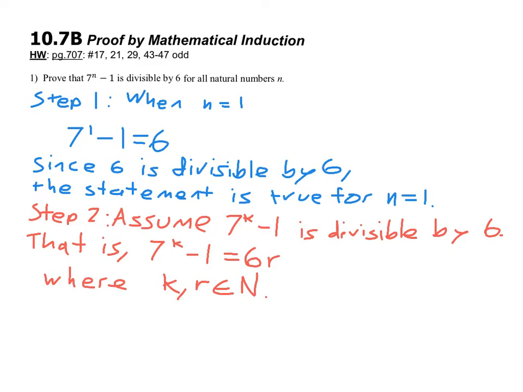So technically, to be divisible by a number, it just has to be that number times another integer. Now, I called it a natural number because if we're plugging in a natural number for k, then 7 to the k minus 1 is going to be positive. So I know that r is going to be positive as well. So instead of saying integer, I said natural number.